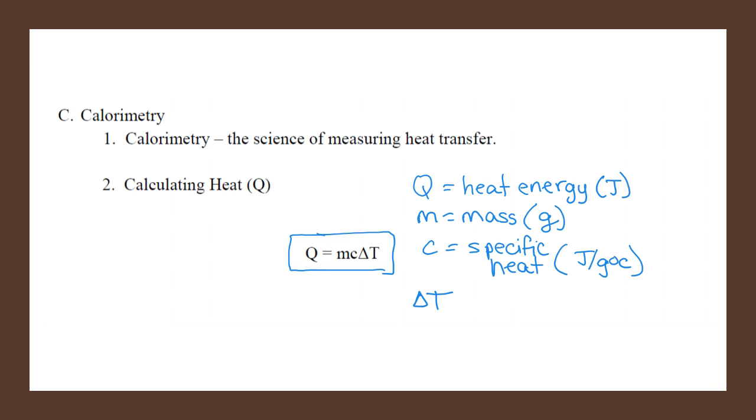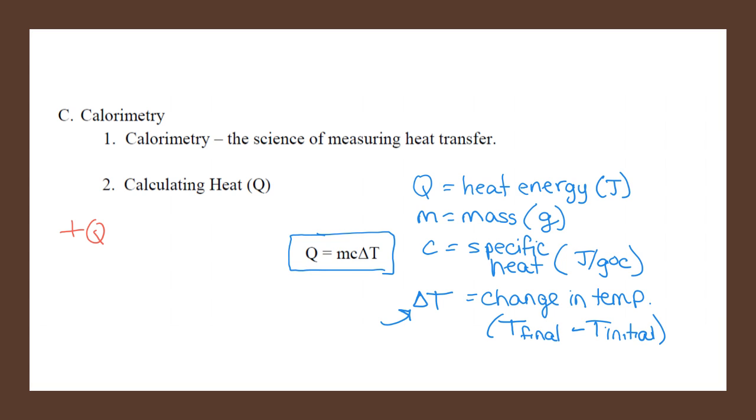And delta T, super important. We've seen delta in some other equations, and it always means change in temperature. It is important the order in which you put those things. It's always going to be final temperature minus initial temperature. The reason why that's important is because we want to know if energy is being released or absorbed. So you can have positive Q and you can have negative Q. If you have negative Q, then that just means that it's losing energy. Positive Q would be absorbing energy.